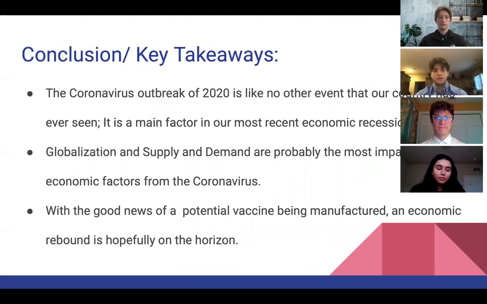Conclusions and key takeaways. The coronavirus outbreak of 2020 is like no other event that our country has seen. It is the main factor in our most recent economic recession. Globalization and supply and demand are probably the most impacted economic factors from the coronavirus. With the good news of a potential vaccine being manufactured, an economic rebound is hopefully on the horizon.